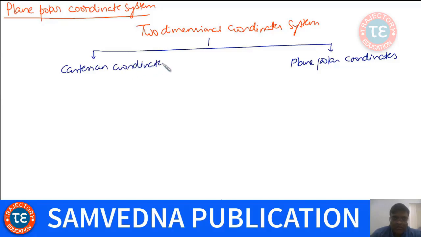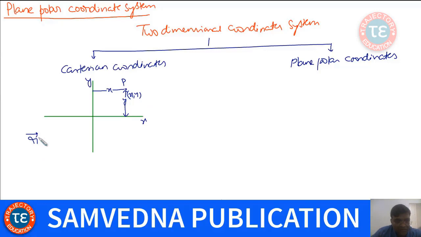Cartesian coordinates. You all know what is Cartesian coordinate. In Cartesian coordinate, you have two axes. One is the x-axis, one is the y-axis. And if you have any particle or any point in space, the position of that point is denoted by assigning two coordinates x and y, where x is the distance of this point P from the y-axis and y is the distance of this point P from the x-axis, right? We assign these two coordinates.